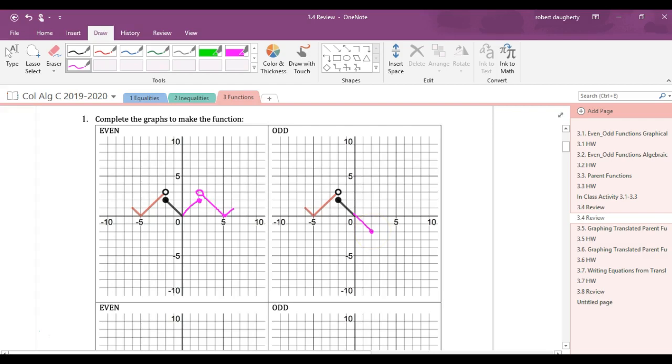And then if you look at this point right here with the open circle, that's -2, 3. The opposite of -2, 3 is 2, -3. So I get this point right here. And then opposite of 5 to the left is 5 to the right. And then down 1 like that. So that's what makes this an odd function.